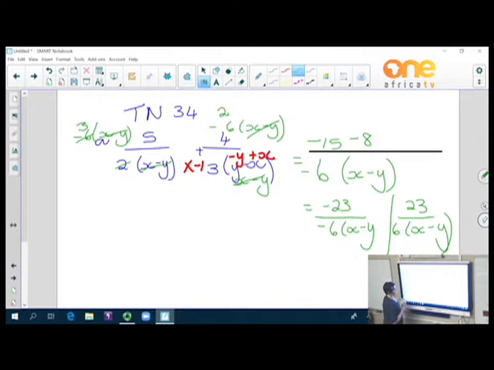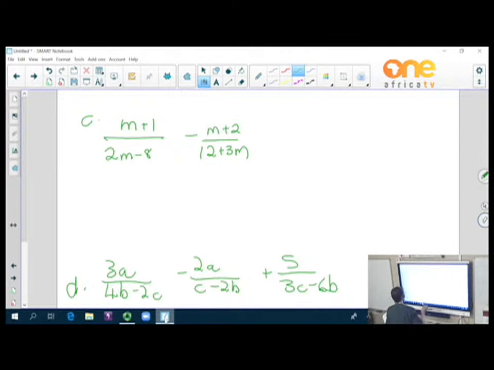Why do I think we should change the sign? Positive 2 times 4 is positive 8. This one should be a positive 8 here. Okay? Then this one will be negative 7, so it is then 7 over 6.